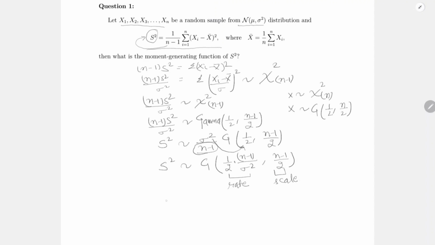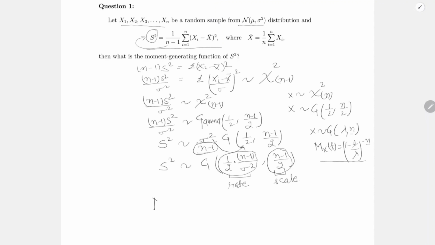Now, you know that for the moment generating function, suppose x follows gamma distribution with parameters lambda comma n. Lambda is the rate parameter and n is the scale parameter. Then what is the moment generating function of x? The moment generating function of x is nothing but (1 minus t upon lambda) to the power minus n. Okay, so in the place of lambda, we have this quantity, and in the place of n, we have this quantity. Simply substitute these quantities in this function and we will get the moment generating function of s square.